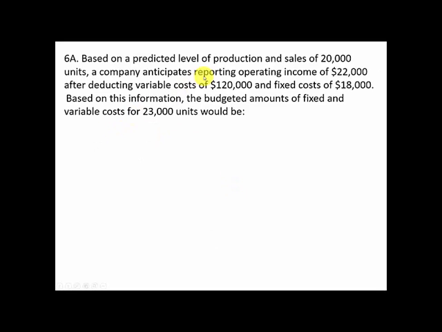Based on a predicted level of production and sales of 20,000 units, a company anticipates reporting operating income of $22,000 after deducting variable expenses of $120,000 and fixed cost of $18,000. Based on this information, budgeted amounts of fixed and variable costs for 23,000 units would be what? So we're going to go from 20,000 units to a 23,000 unit budget and see how things change.